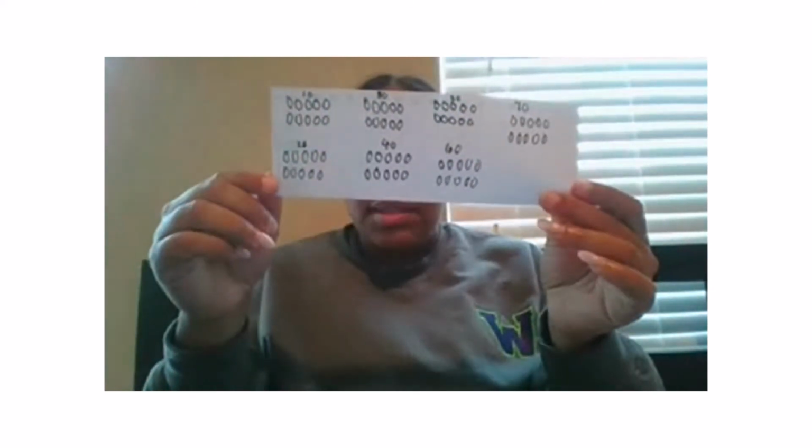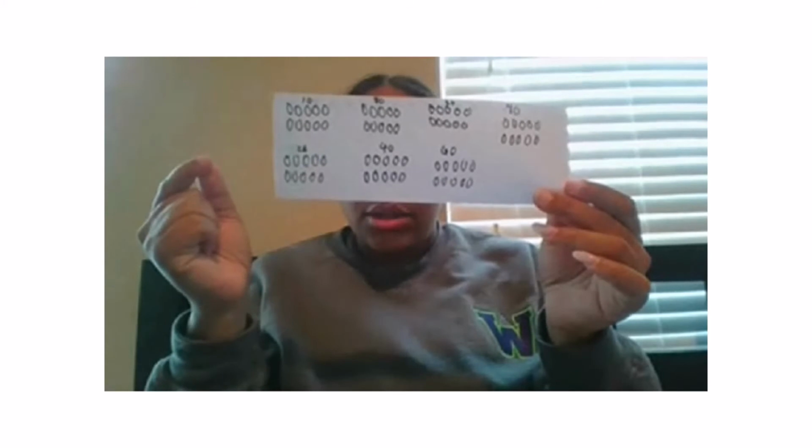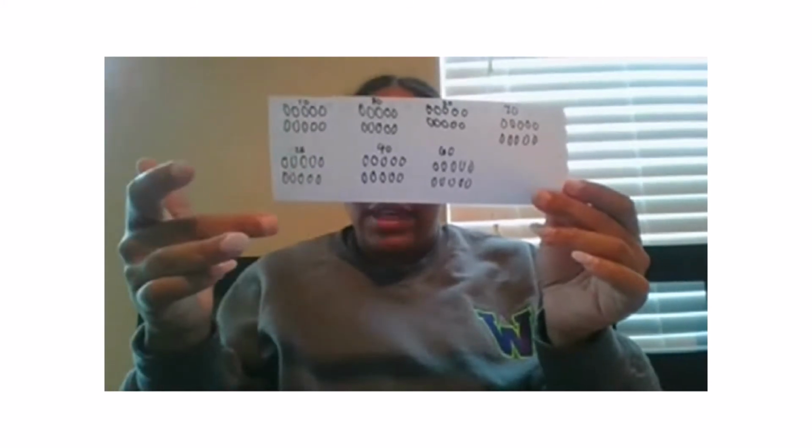So I want to see what yours looks like before I show you mine. I like how your 10 frames are very neat. You labeled them. Alrighty, so this is what Miss James's looks like. She has 7 groups of 10. She has 7 groups of 10 because there are 7 scholars and each scholar has 10 fingers.